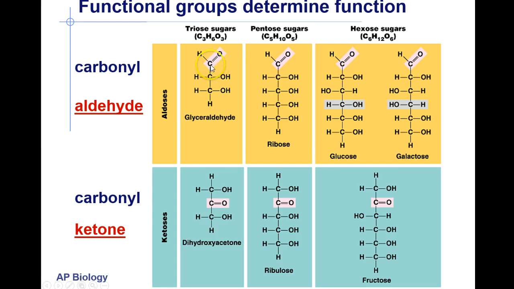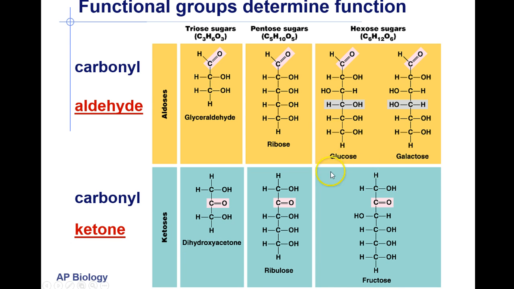Some of the functional groups here, we commonly see a C with an O. This is called a carbonyl group in some of our sugars. When it's on the end like this, it's called an aldehyde. And when it's in the molecule like these here, it's called a ketone. Again, these are all sugars here.